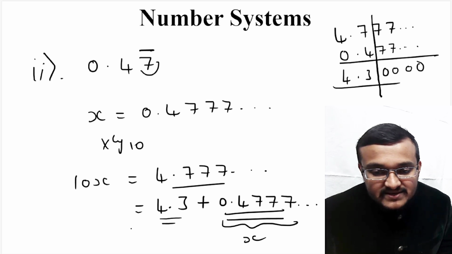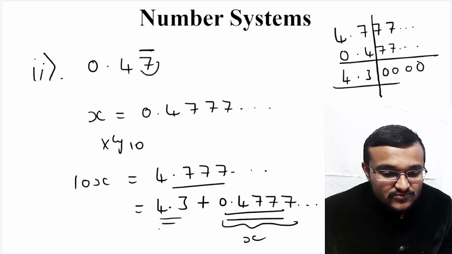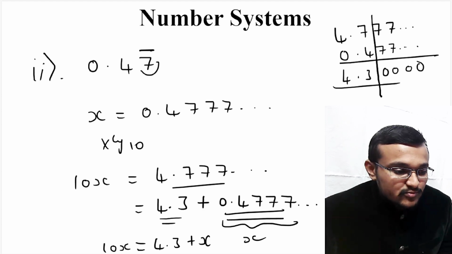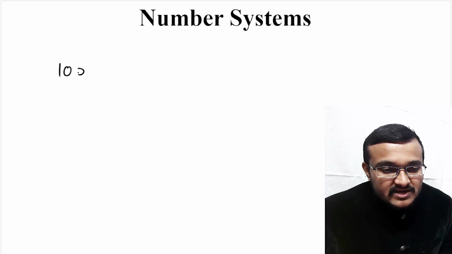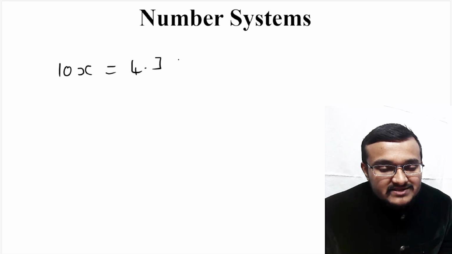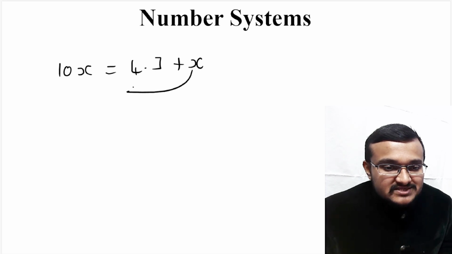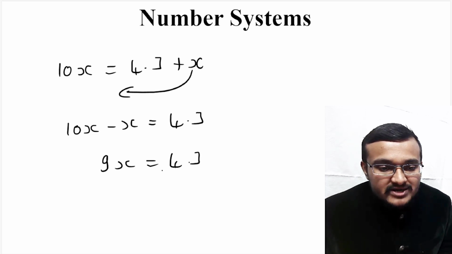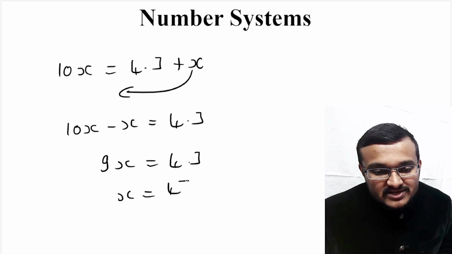So now you have this particular x value, which is also recurring. So this x value you can take. So 4.3 plus x will be there. So 10x is equal to 4.3 plus x. This x you can bring to LHS. It will become 10x minus x is equal to 4.3. So 10x minus x is 9x, which is equal to 4.3. So x is equal to 4.3 divided by 9.